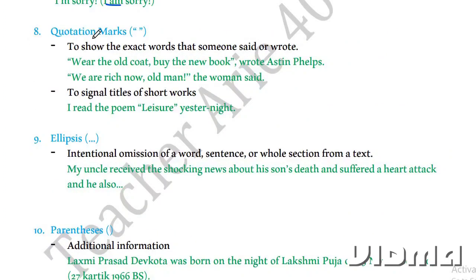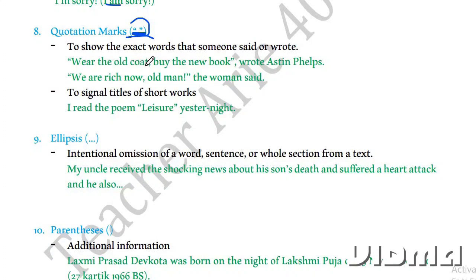Punctuation mark number 8, quotation marks. This is called quotation mark. Let's see the sign. We use quotation marks with direct speech to show the exact words that someone said or wrote. Well, where was I? Punctuation mark number 8, quotation marks. You can see we use this quotation mark to show the exact words that someone said or wrote. It means we use these quotation marks with direct speech.